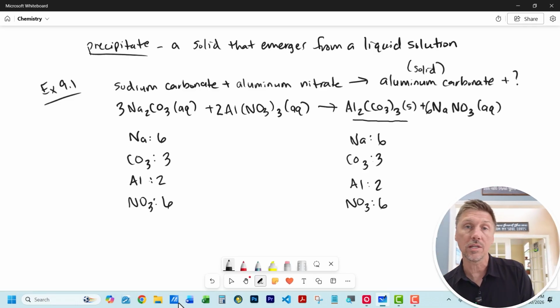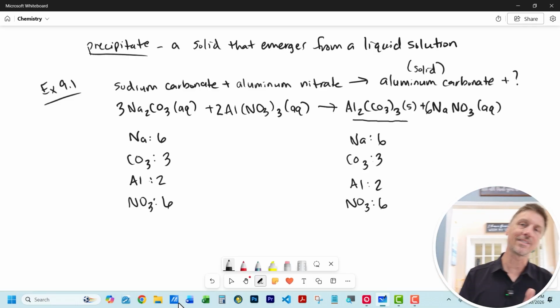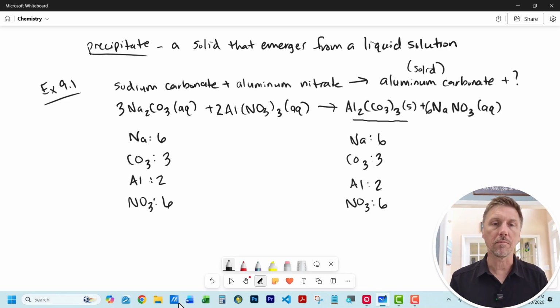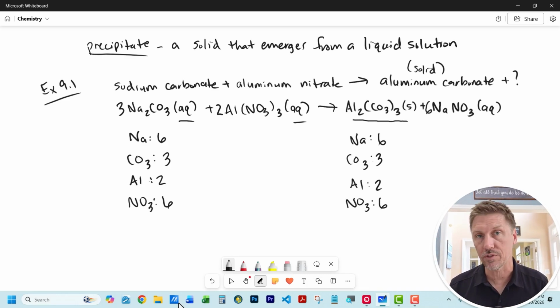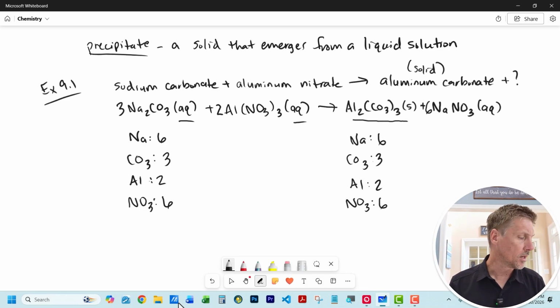And again, the reason I know that it's the precipitate is because it's the solid that emerged whenever we combine together 2 liquids on the left side here. Okay, so that's how to think about precipitates.